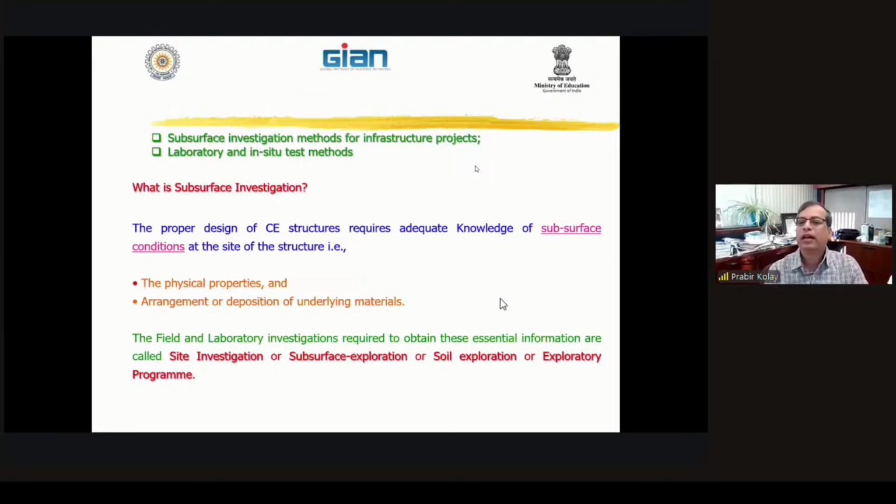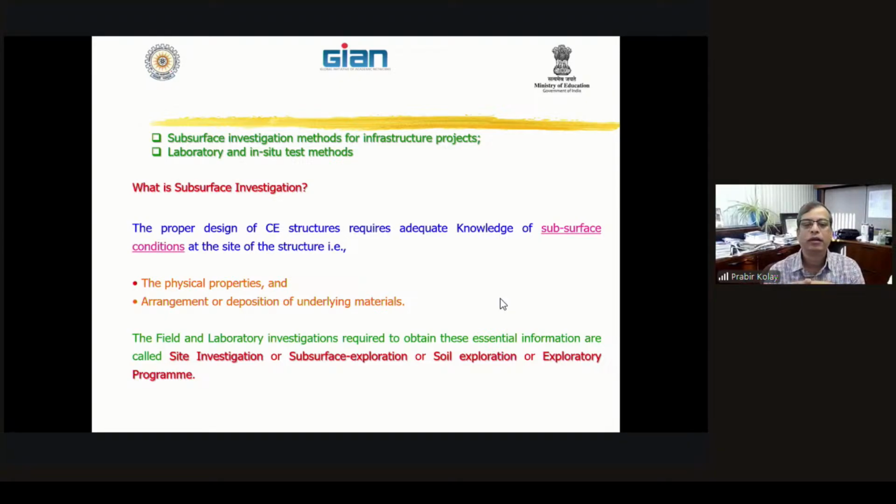Good evening, everyone. Again, thank you so much for joining this course. So today, I'm going to talk about subsurface investigation methods for infrastructure projects and what are the different laboratory tests or in situ tests generally done. This is the most important thing for any civil engineering project because we don't know what is below the ground, right? So we need to take out the soil sample and then characterize it. Mostly you bring the soil sample to the lab and characterize it. Sometimes you have to go to the site and do the in situ test.